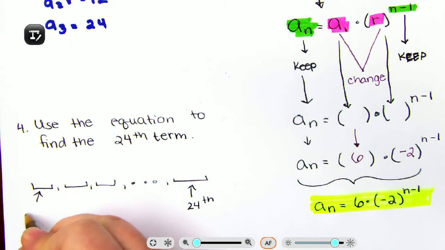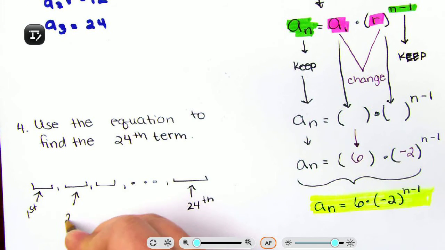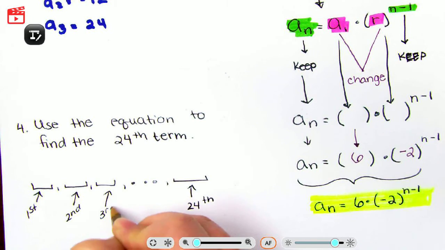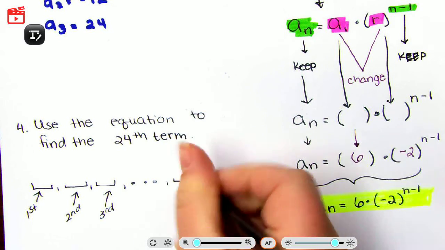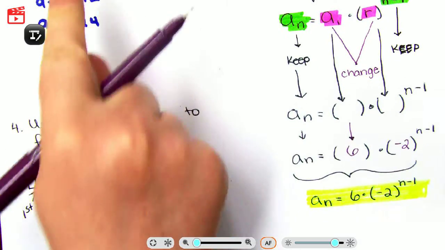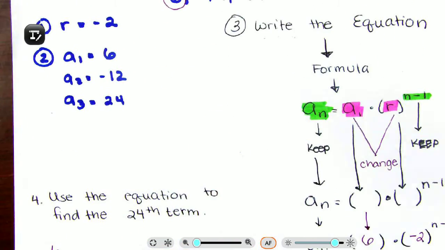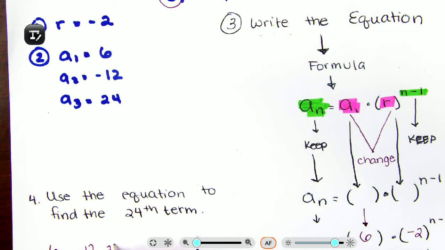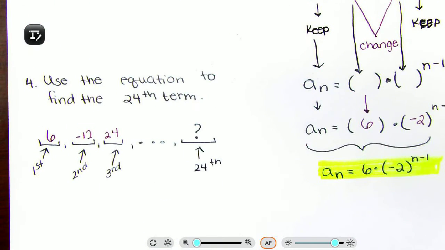So if this is my first number, this is my second number, this is my third number, if I continue the pattern, what is in this place? We already know that in the first position we have 6, in the second position we have -12, in the third position we have 24. Now on something like this, because we want the 24th number and it's being multiplied, so it's going to be a larger number, I do need you to use calculators. You won't be able to do this unless you do it by hand, and it's going to take a long time. So you need to use a calculator.